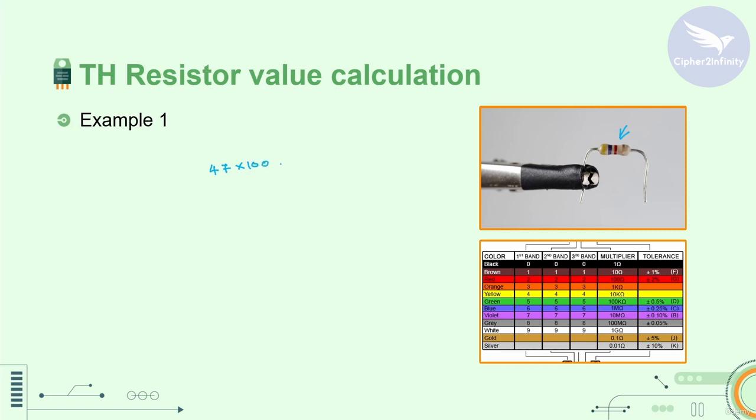So that gives us a value of 4.7k. That's basically the value of this particular resistor. And the last color is the golden color, which represents that this particular resistor is going to have the tolerance of plus minus 5%. Okay, so that's how we calculate the value of resistor based on this particular chart.